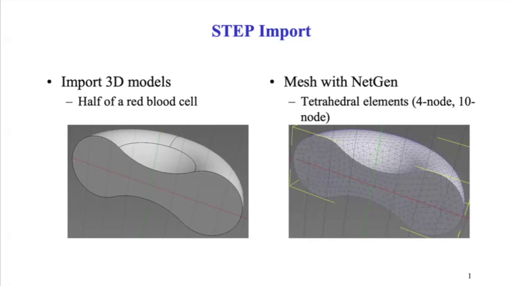You don't know that it's NetGen. It doesn't necessarily say so, but when you import the STEP file, the only way you can mesh it is with NetGen. So when you go to the Mesh tab, it'll end up using NetGen. NetGen has the ability to mesh any geometry using tetrahedral elements. You can either use 4-node tetrahedral elements or 10-node tetrahedral elements. It'll give you that capability.